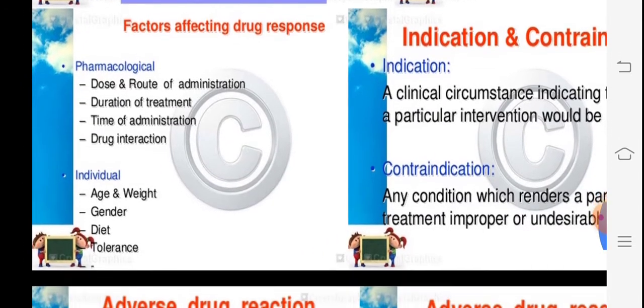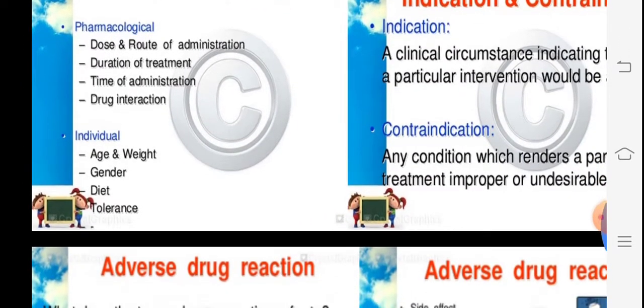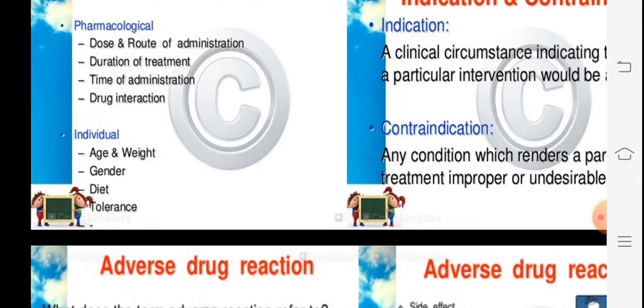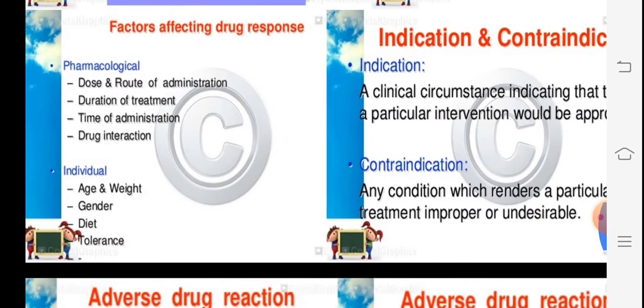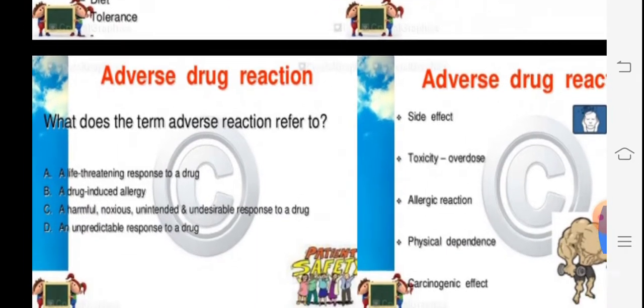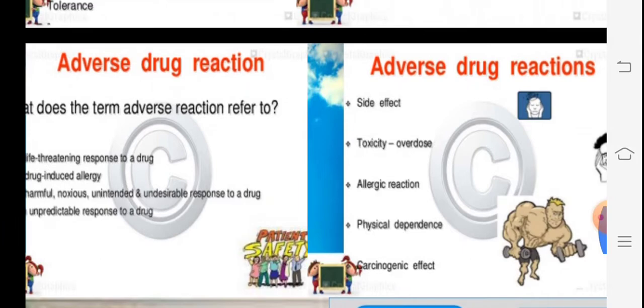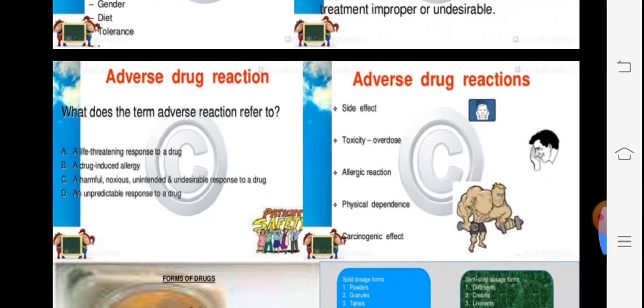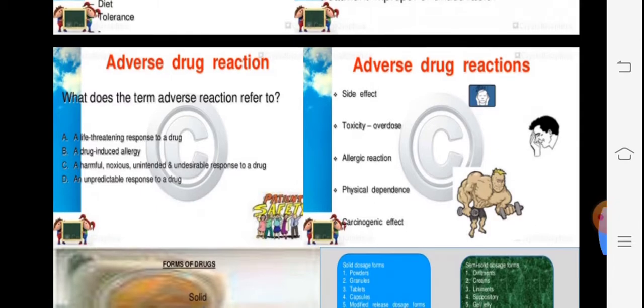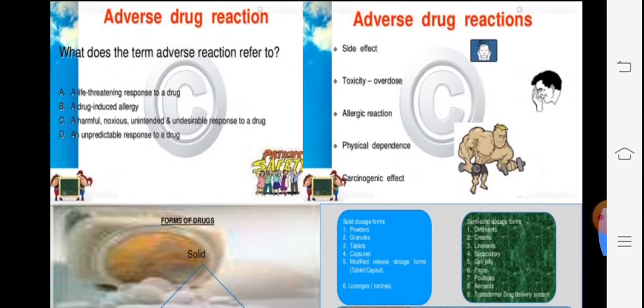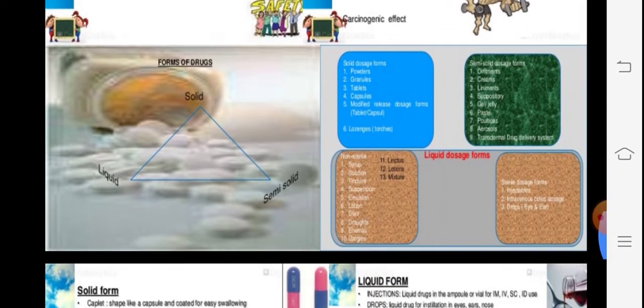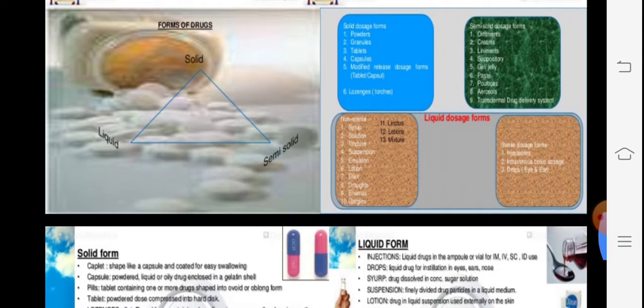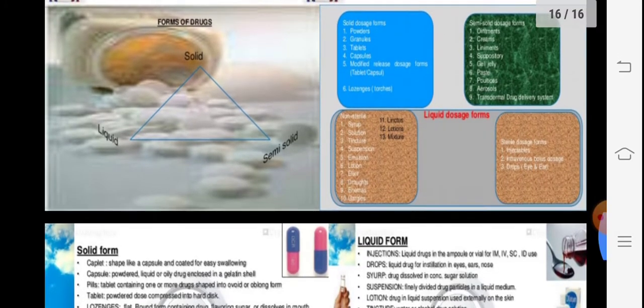It shows the different factors: the dose and the route, duration of treatment, time of administration, drug interaction, then age, weight, diet, and the tolerance of the patient. It is all related. So this is one part. Then there are adverse drug reactions. Either there are adverse effects or adverse side effects: toxicity, allergic reactions, physical dependence, and carcinogenic effects, that is the toxic one. And lastly, the different forms of drugs, either solid, liquid, or semi-solid.